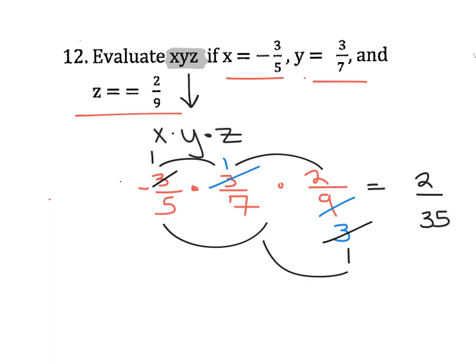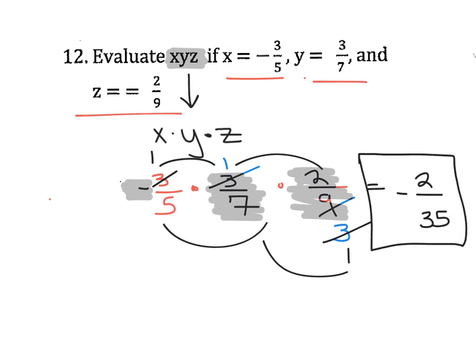All right, now think about your sign. You have a negative sign here, and both of these fractions are positive. So a negative times positive is always negative. So our final answer is negative. The only time we get a positive out of multiplying with a negative is if we have two negatives. A negative times a negative is a positive.